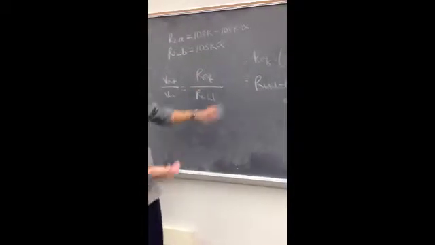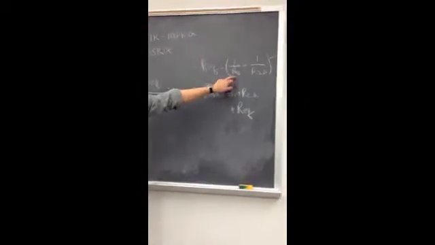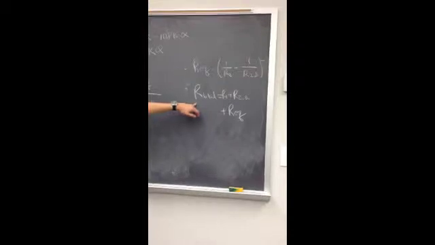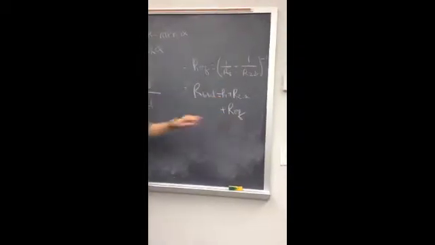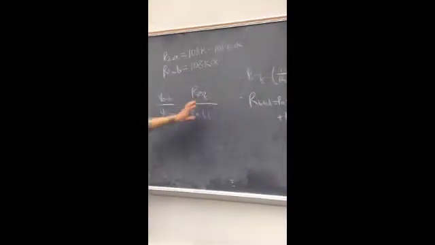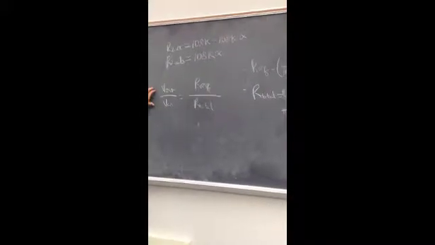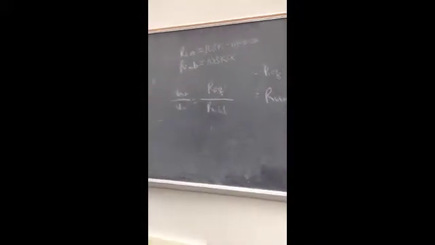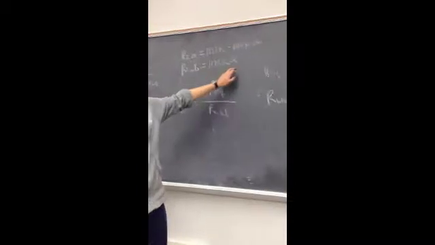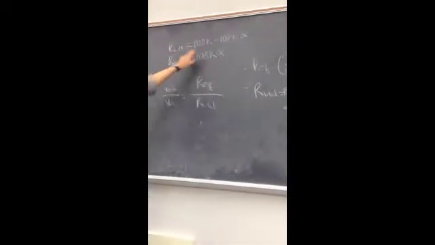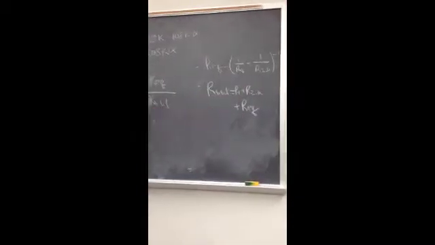Next we needed to write R equivalent as a function of R3 and R2B, and then R total as a function of R1, R2A, and R equivalent. Bringing these two things into Vout over Vin is how we write the transfer function of our volume control circuit as a function of alpha.